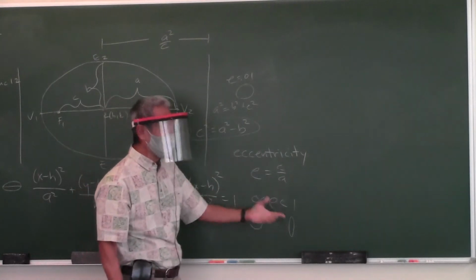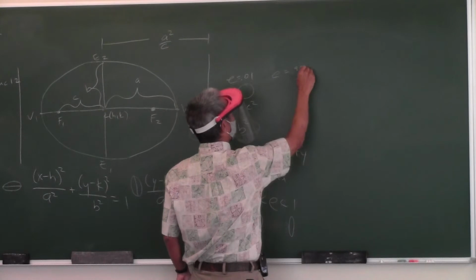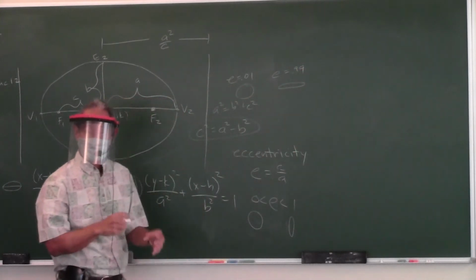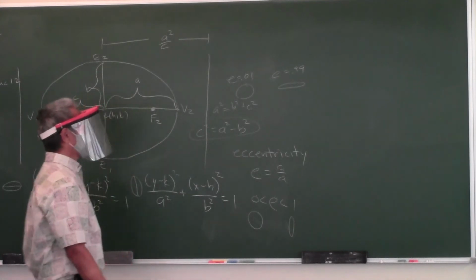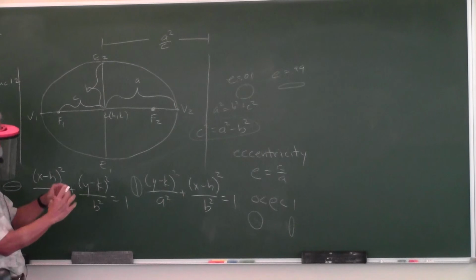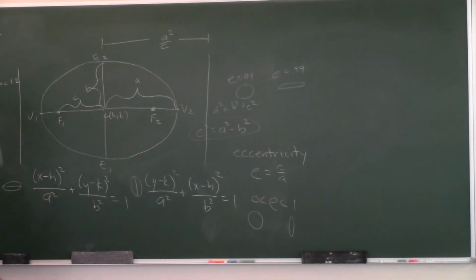If the eccentricity is close to 1, like for example, 0.99, then the ellipse looks like that. It looks like a 1. So the eccentricity basically tells you the shape of an ellipse. Is it more circular or is it more like a hot dog? That's why we look at the eccentricity. So these are all the important parts.